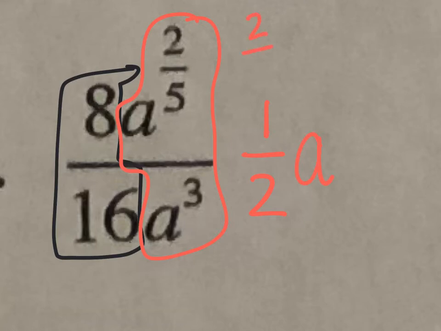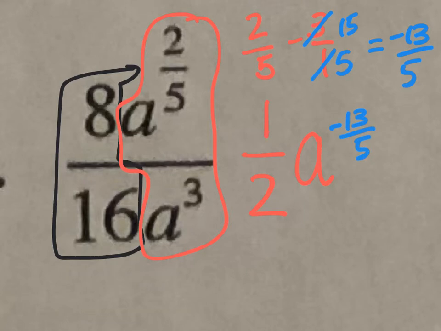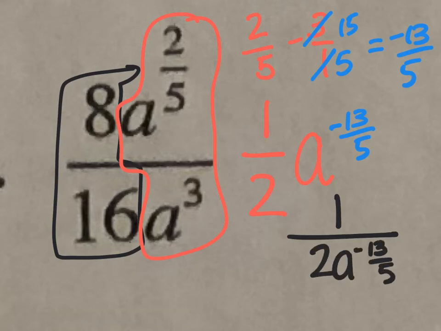So we have 2/5 minus 3 over 1. We can't do that subtraction because we need a common denominator. I'm going to choose 5, so this turns into a 5. That turns into a 15. 2 minus 15 gives me a negative 13 over 5. Am I allowed to have a negative denominator? No, I am not. So this becomes 1 over, the a will come down to join the 2, so I get 2a to the negative 13 over 5.